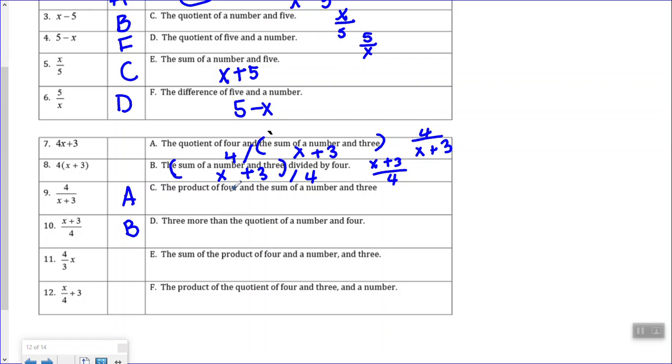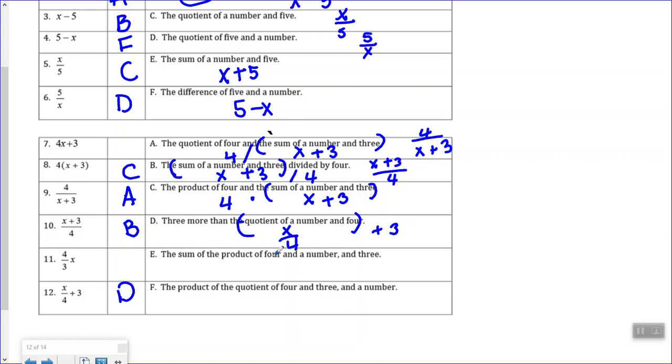Okay, the product of 4 and the sum of a number and 3. The sum of a number and 3 is x plus 3, and the product of 4 and the sum of a number and 3, so it's C. 3 more than the quotient of a number and 4, so this comes first. Quotient of a number and 4 is x over 4, and then you have to add 3, so it's x over 4 plus 3, is this one, number 12.